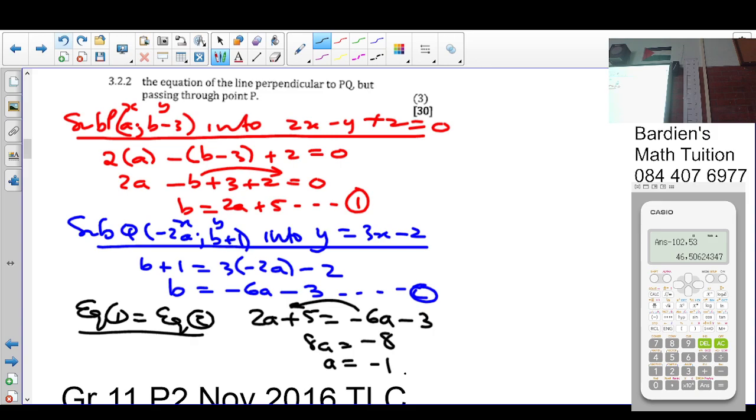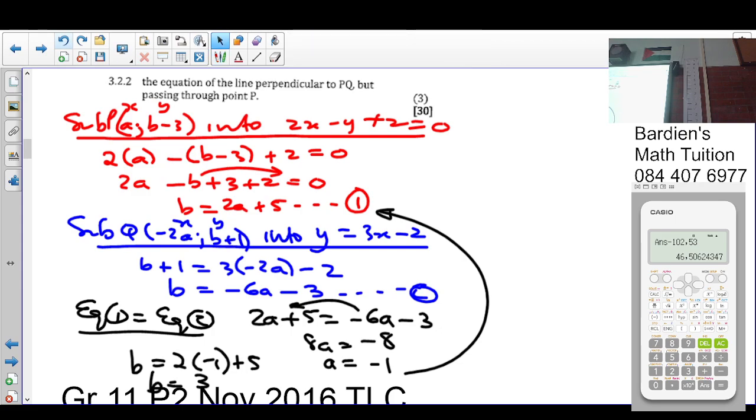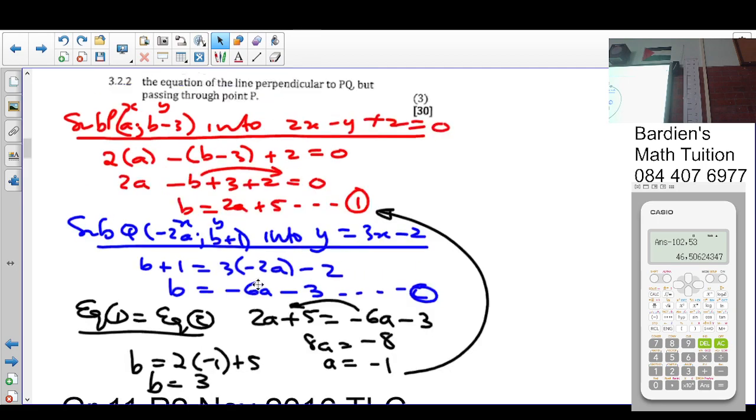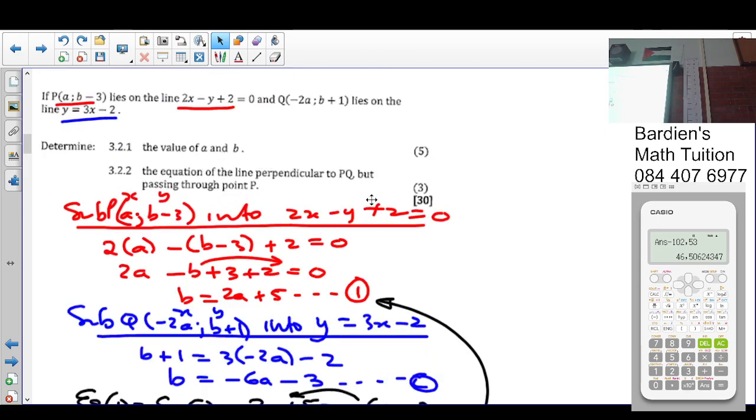How do I get b? By substituting that into one of the previous formulas, either equation 1 or equation 2. So b is equal to 2 times negative 1 plus 5, which gives you an answer of 3. So a is minus 1, sorry, and b is 3. Okay, so I'm just going to put it here. a is minus 1 and b is 3.